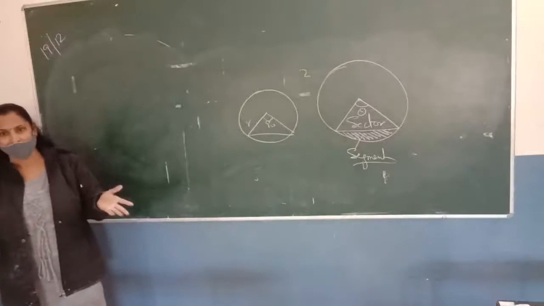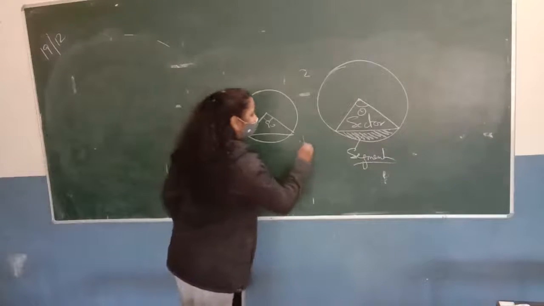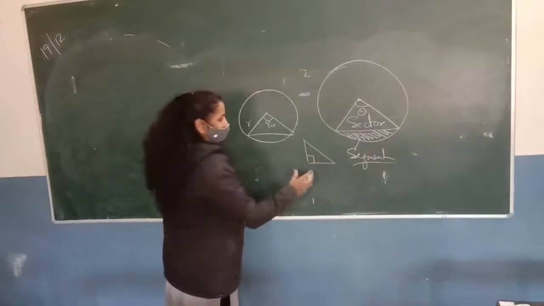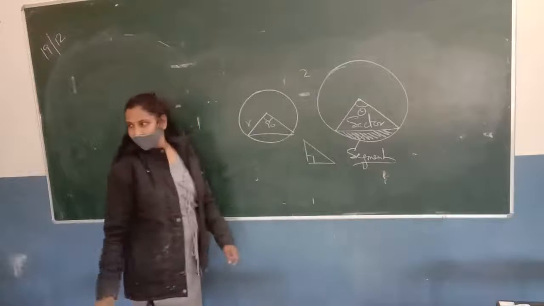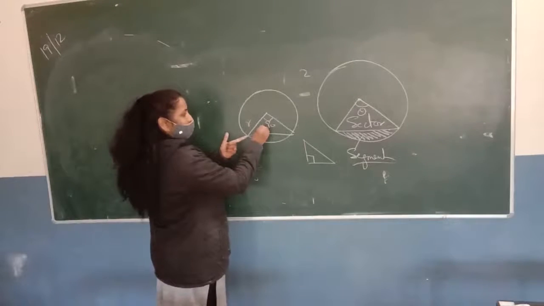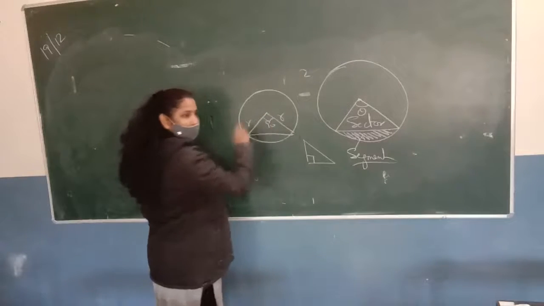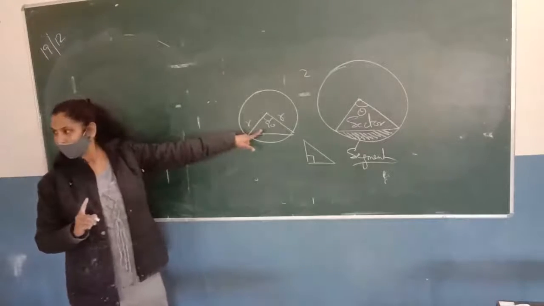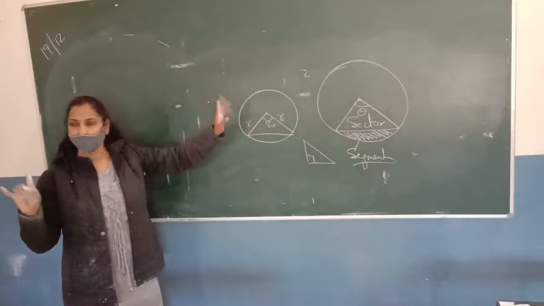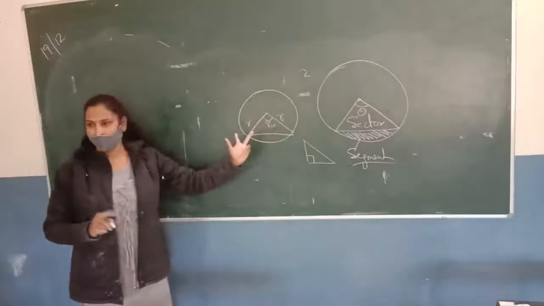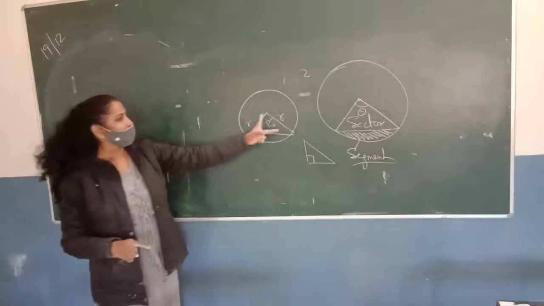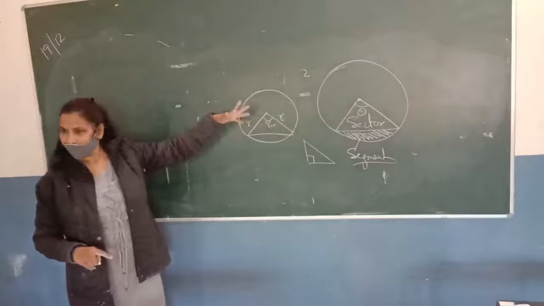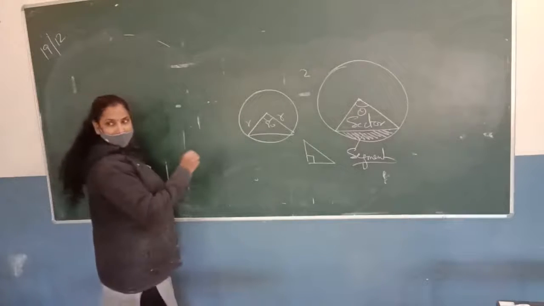Half base into height. We know that for the right angle triangle, the area of the triangle is half base into height. So for this triangle, the base is the radius r and the height is also the radius r. So we can easily find the area of this triangle by using the simple formula 1/2 base into height. And what are the base and height in this triangle? Radius and radius.